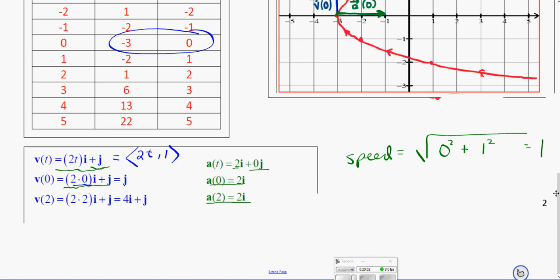At time 2, take the horizontal component of the velocity squared plus the vertical component of velocity squared, and we get the square root of 17.